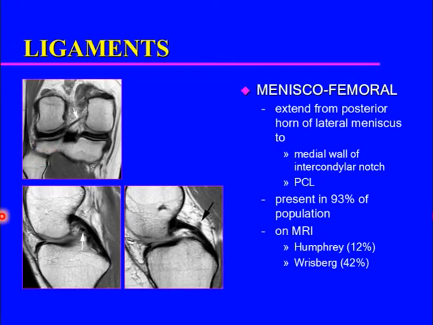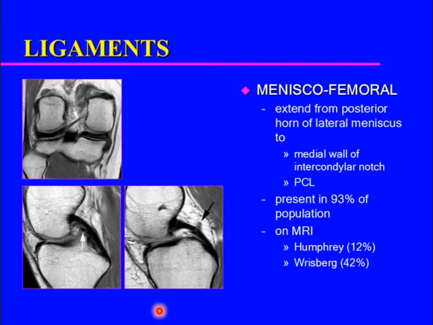Meniscofemoral ligament again extends from the posterior horn of the lateral meniscus to the medial wall of the intercondylar notch, or to the PCL. Okay, you can see this black dot here. This is the meniscofemoral. It's very common, present in up to 93% of the population, and there are several studies, for example, the Humphrey study seen in 12% and Rizgary seen in 42%.